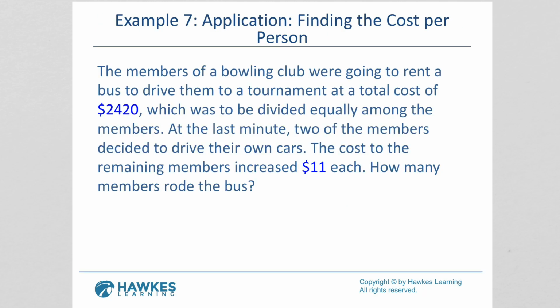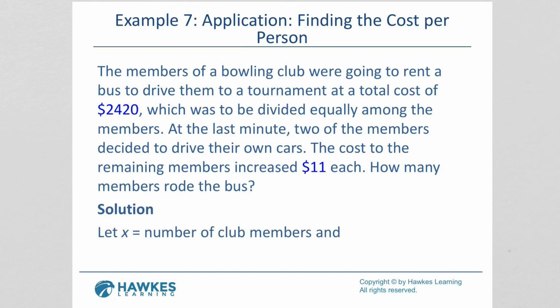Example 7. The members of a bowling club were going to rent a bus to drive them to a tournament at a total cost of $2,420, which was to be divided equally among the members. At the last minute, 2 of the members decided to drive their own cars. The cost to the remaining members increased $11 each. How many members rode the bus?